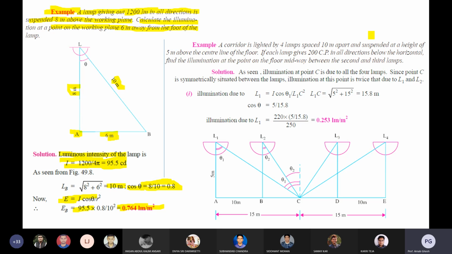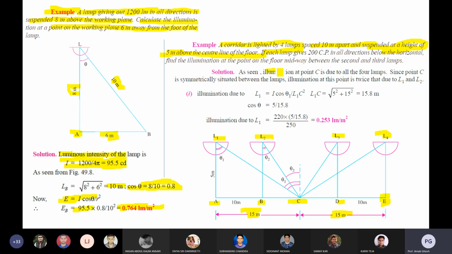Another example is there. In corridor lighting, a corridor is lighted by 4 lamps, spaced 10 meter apart and suspended at the height of 5 meter above the center of the floor. So 4 lamps are there. Define positions A, B, C, D, E, F. From this position, this is 15 meter away, both the sides, this is 15 meter away. So lights 1, 2, 3, 4, 4 lights are there.